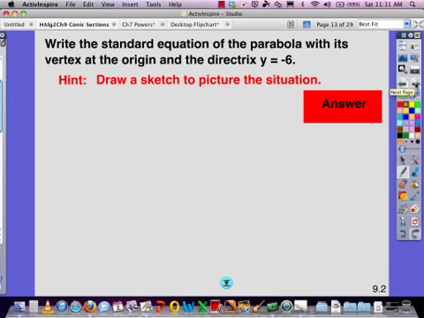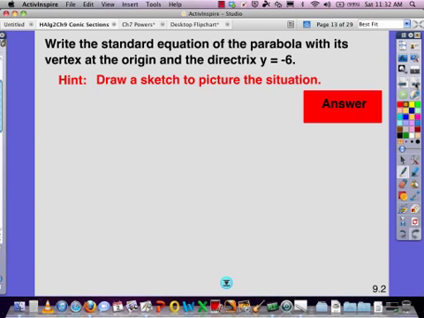Write the standard form of an equation of the parabola with its vertex at the origin and the directrix y equals -6. Now, it is a good idea to sketch in your mind anything that would help picture the situation. It doesn't have to be a perfect graph, just a sketch is good. But obviously our final goal is to write the equation in standard form.